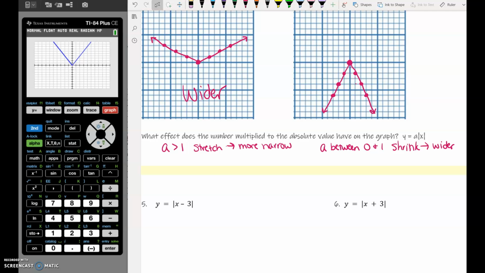Okay. On the next page, we're going to look at what happens if we add or subtract numbers inside those absolute value bars. And I'm going to help us out a little bit. I'm going to graph the absolute value of x as blue. And then this one, I'm going to put the absolute value of x minus 3. Anyone want to take a guess before I graph these, what that minus 3 might do? Any guesses?